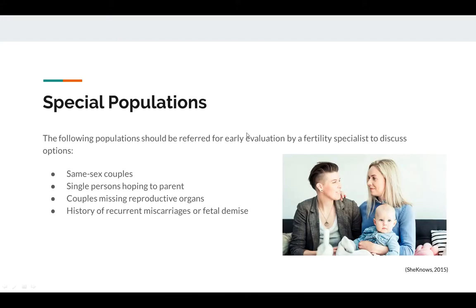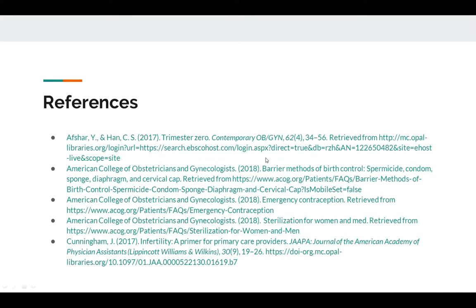There are some couples who should definitely be referred even before they are ready to have kids, but to discuss options. And this includes same-sex couples, single people who would like to parent, a couple that's missing reproductive organs, whether based on a genetic disorder or surgery or a trauma of some kind, and then anybody who has had multiple miscarriages or a history of fetal demise.